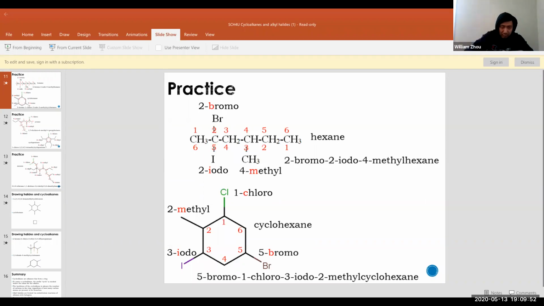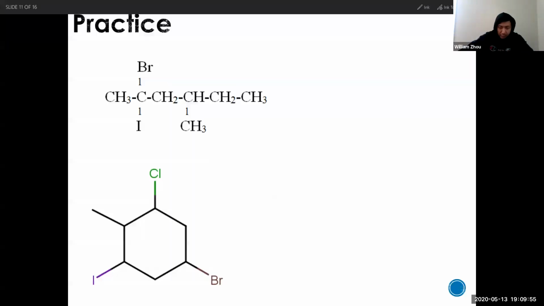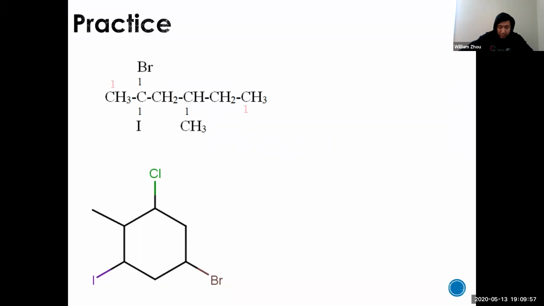Yeah, you go from left to right, because if you go from left to right, you have the smallest numbers. So you have 2, 2, and 4. But if you come from right to left, you would have 3, 5, 5. So that's bigger. Don't use that one.